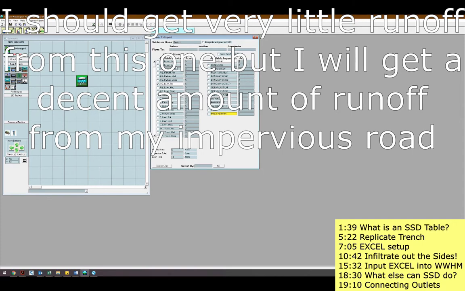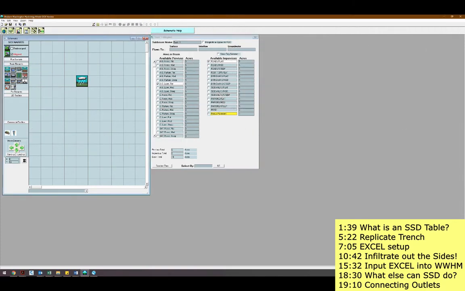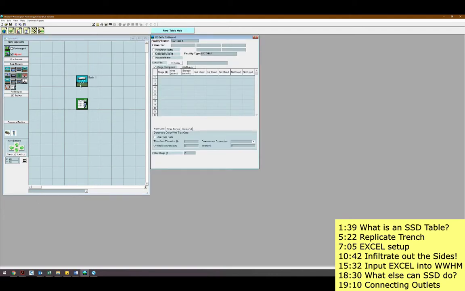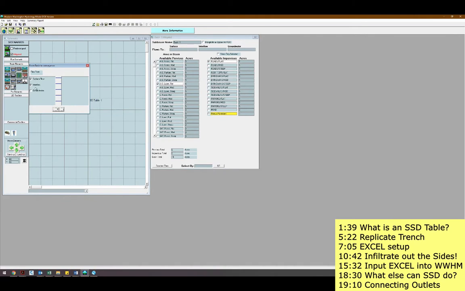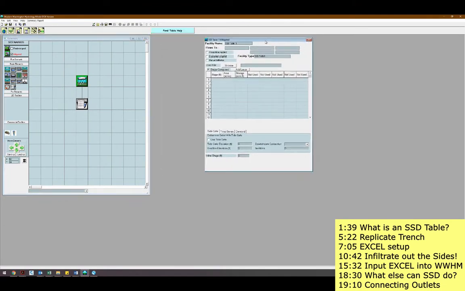my impervious road. Next, I'm going to add an SSD table by clicking on it and dragging on it. I'm going to right click, connect element to SSD table. And typically I just leave surface flow and interflow. I don't typically mess with groundwater. This rarely will affect your model. If you are dealing with groundwater, you might consider checking that box. Here is the SSD table.